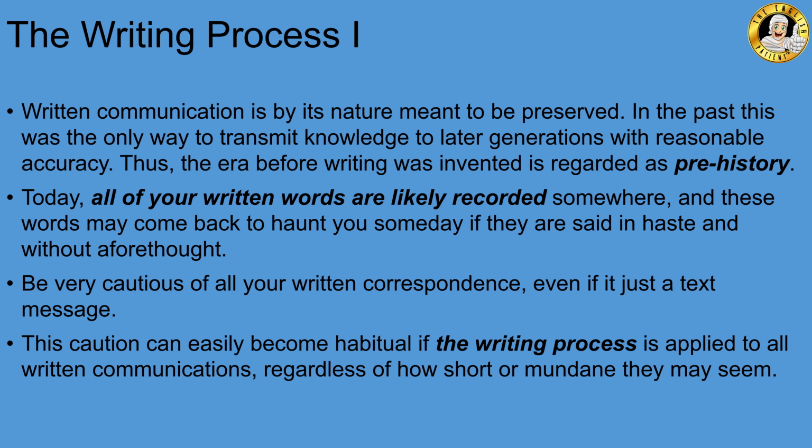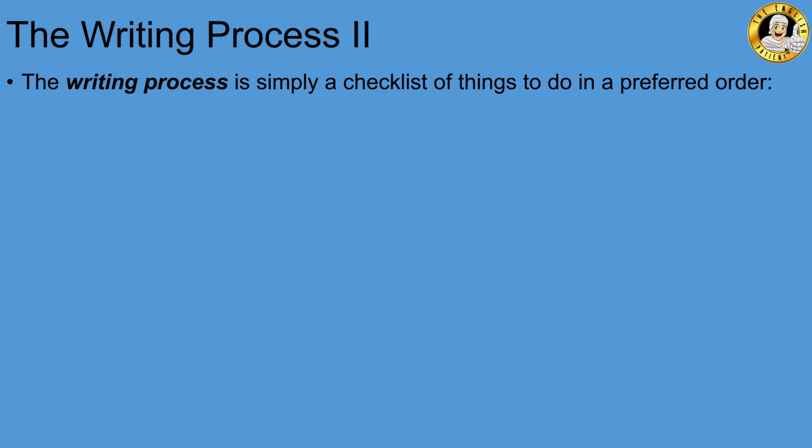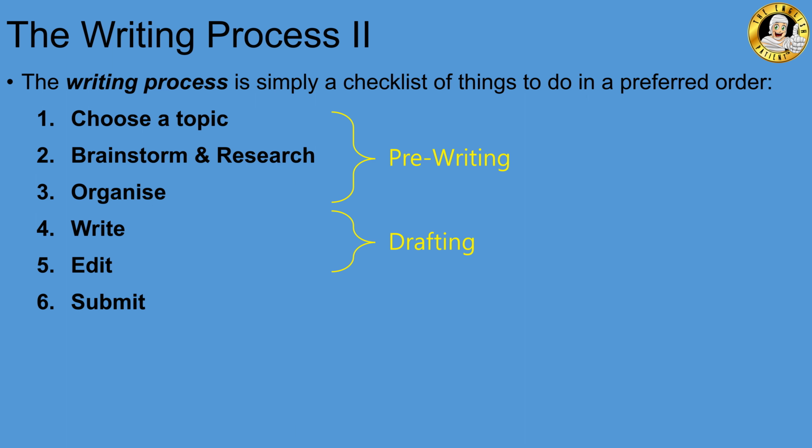Now, the writing process is quite simply a checklist of things to do in a preferred order when you are writing. The first thing you want to do is to choose a topic, and then you want to brainstorm and research about that topic. And then you want to organize, think about the order in which you're going to write things. Altogether, this is known as pre-writing. And then you want to start drafting, and that will include the writing itself and editing your writing. And then finally, you want to submit your work, which is the delivery itself of your work.